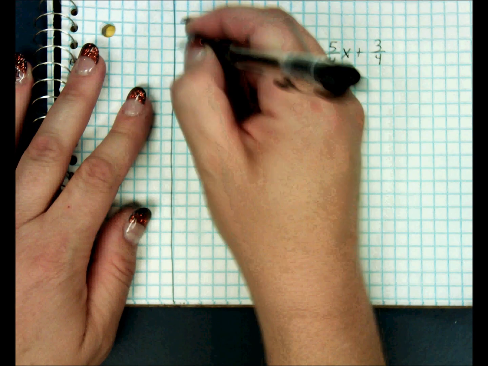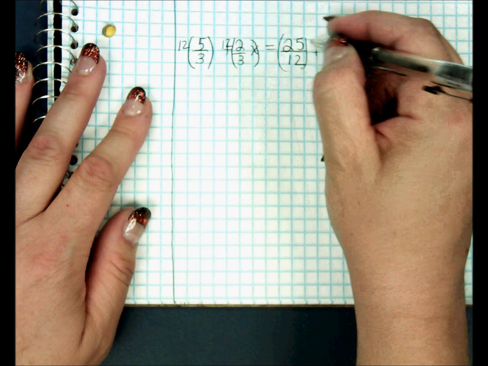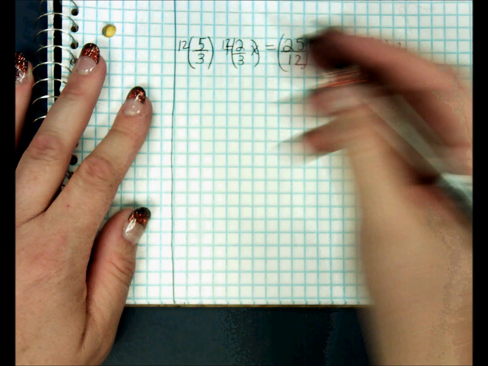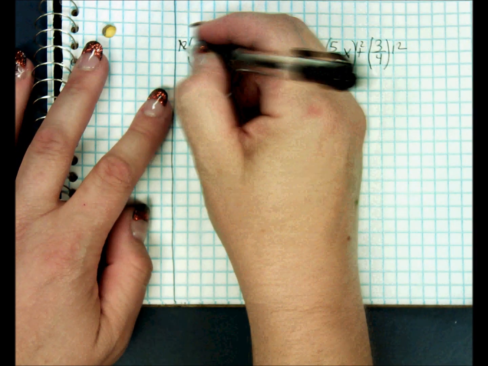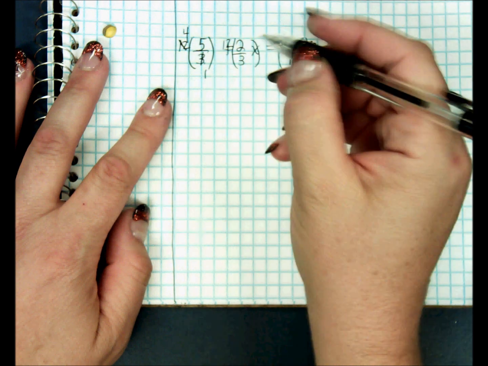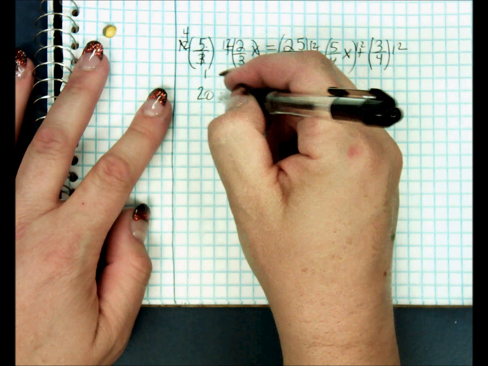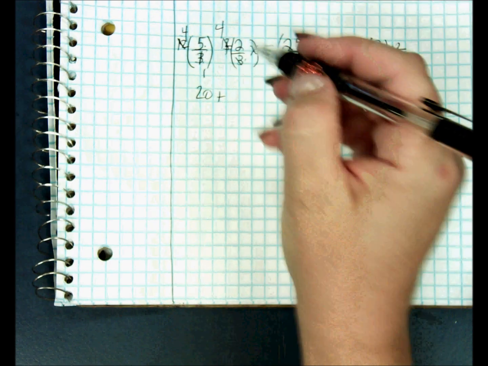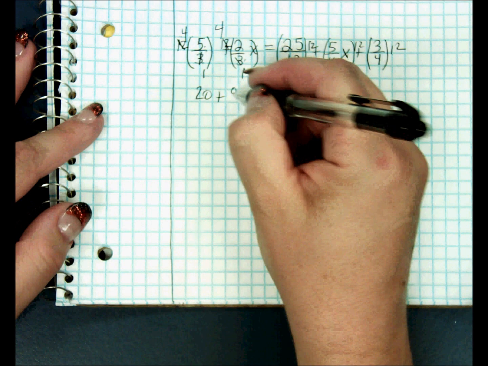Multiply this side by 12, this part by 12, this by 12, this by 12, this by 12. So again, 12 divided by 3 would be 4, 3 divided by 3 would be 1. So I'm left with 4 times 5, which is 20. And there was a plus right here. 12 divided by 3 is 4. 3 divided by 3 is 1. So 4 times 2 is 8x.